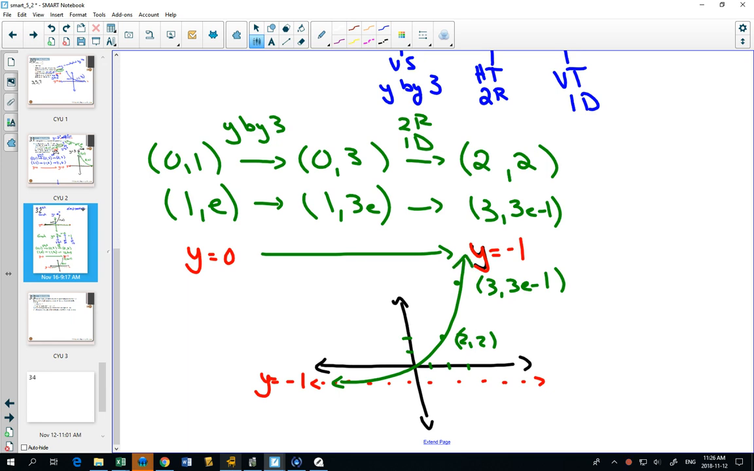Still has the same shape as before. Goes through the 2 points that you've labeled. And there's your final graph.